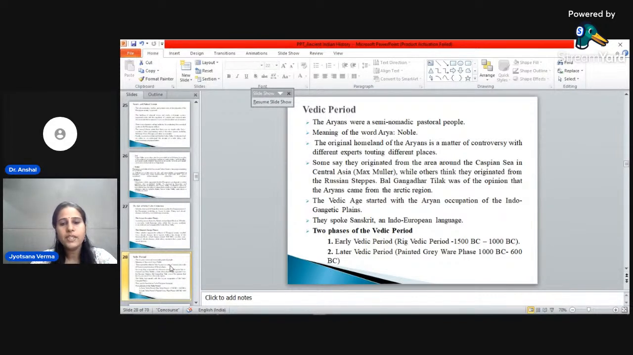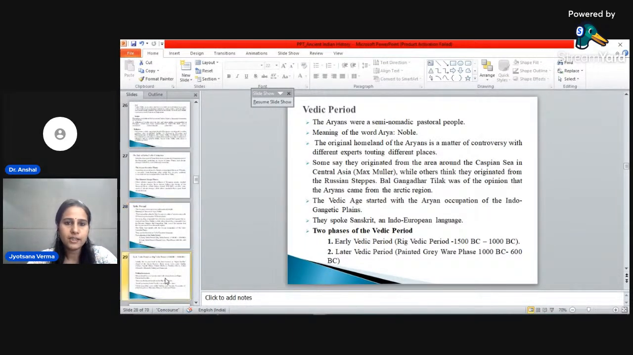The Vedic period is also divided into two periods because of the vast time span. First is the early Vedic period. This period is also known as the Rig Vedic period. The time period is 1500 BC to 1000 BC. Next is the later Vedic period. The time period is 1000 BC to 600 BC. So let me come to the early Vedic period.